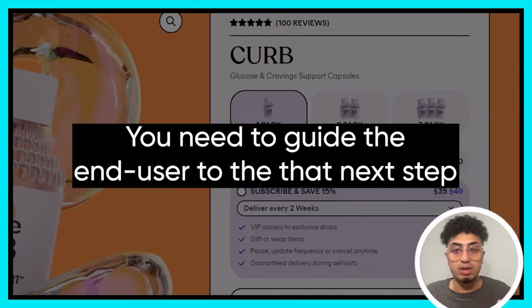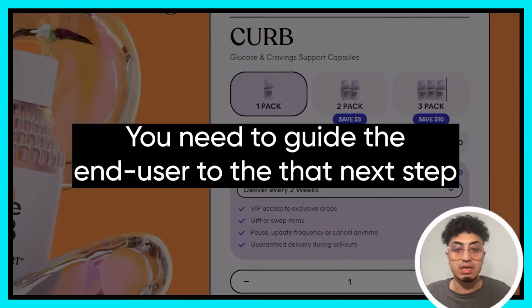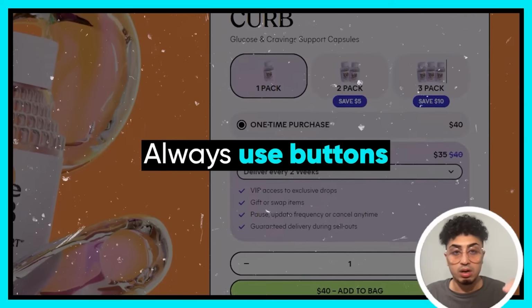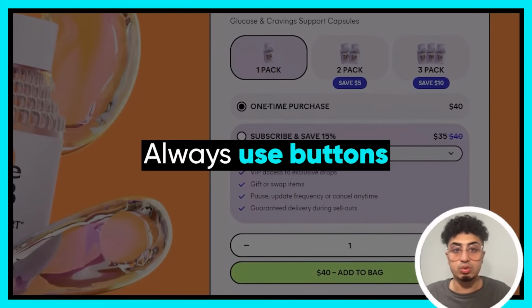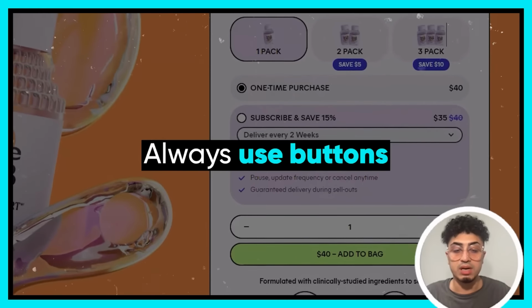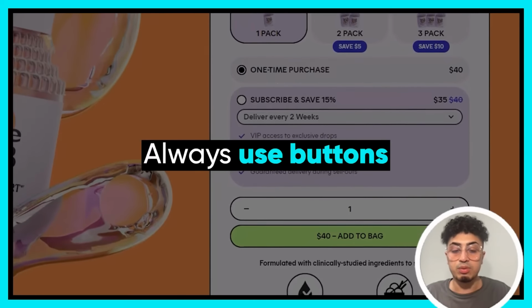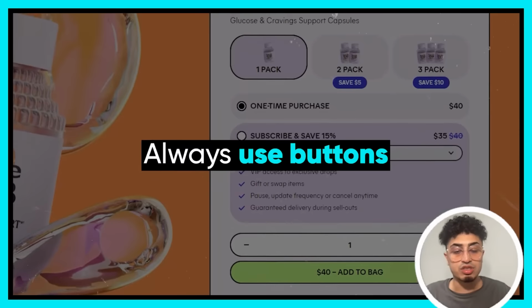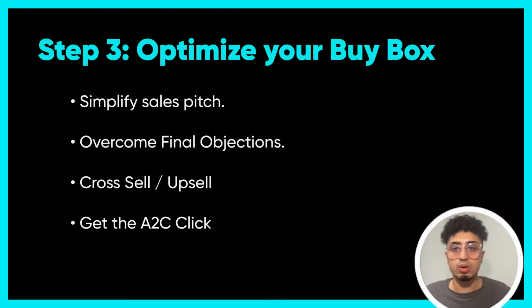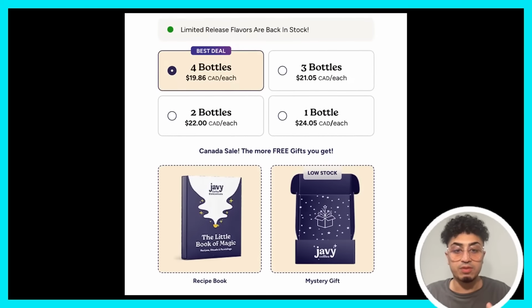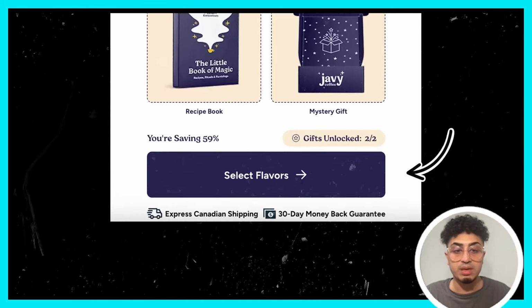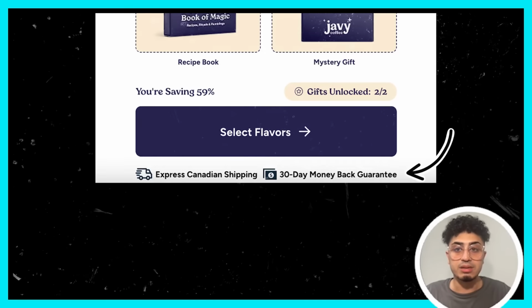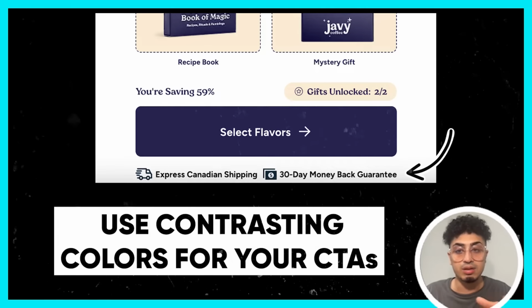We've seen that quantity selectors and variants that are easy to engage with definitely outperform drop downs. So use buttons. Buttons always outperform drop downs, as you can see in this example. Now, below the call to action, utilizing USPs and guarantees is huge. You want to de-risk people taking that next step. Javi Coffee does a great example of this. As you can see, express Canadian shipping and 30-day money-back guarantee. Now I'm a little less hesitant to clicking on that button.